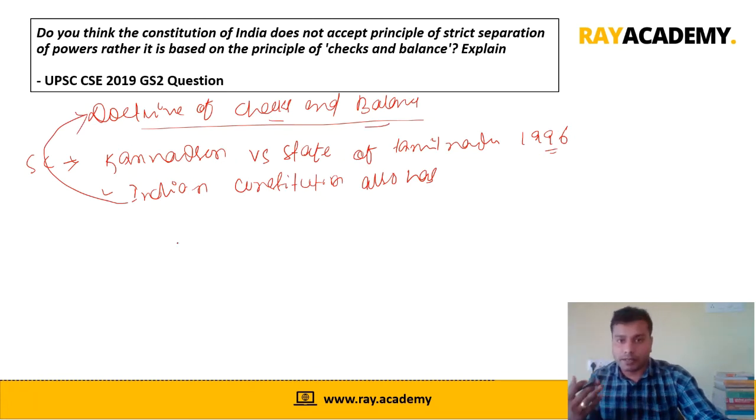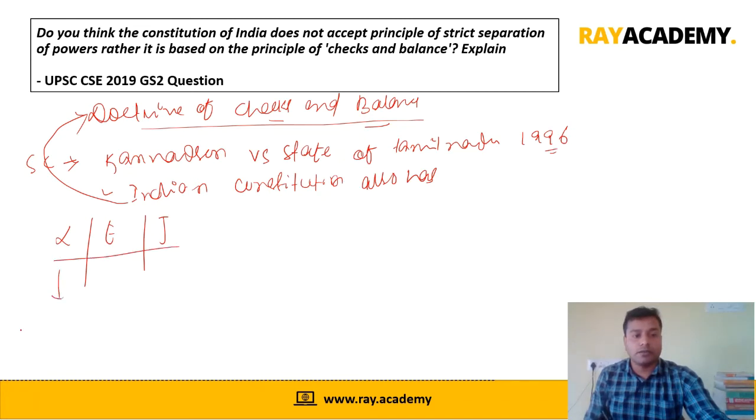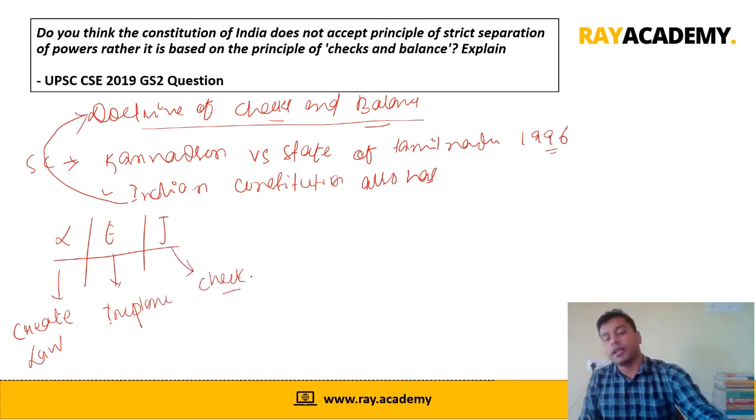Now let us try to understand the doctrine of checks and balance in a much more elaborate way. For example, legislature, executive, and judiciary. As I have told, the work of the legislature is to create law. The executive is to implement it. The judiciary is to check whether the law is in accordance with the principles of the constitution or not.